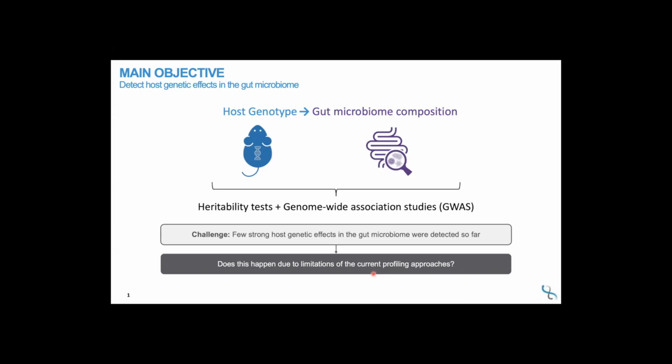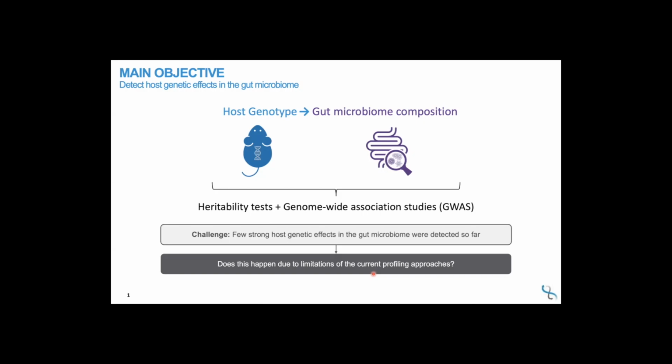So if we put all these things together, we can believe that if we understand how the host genotype is influencing the gut microbiome composition, maybe we can start to understand how the microbiome and the host interact, and how we can connect this with complex diseases to see whether the gut microbiome is mediating some host genetic effects into these complex diseases. So this is very important for us.